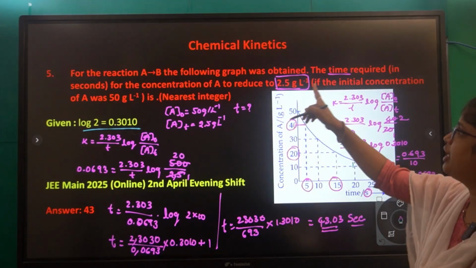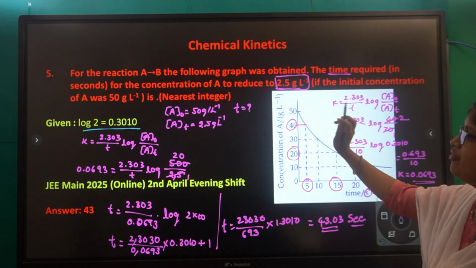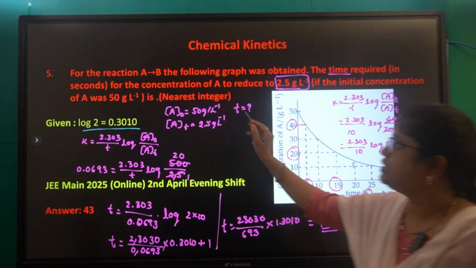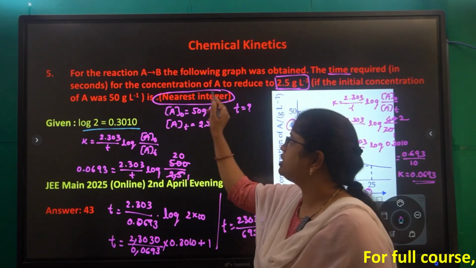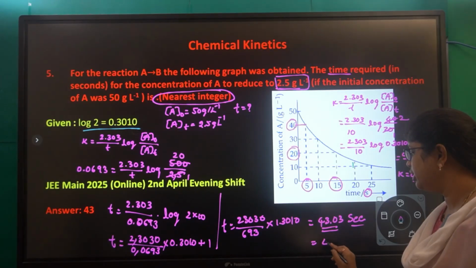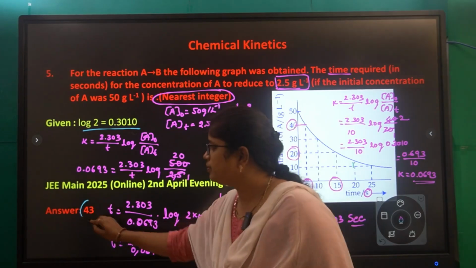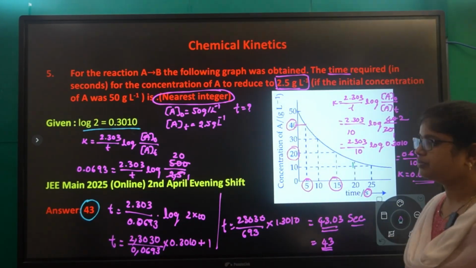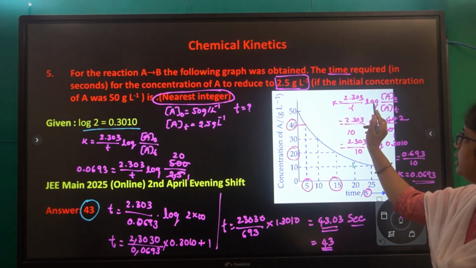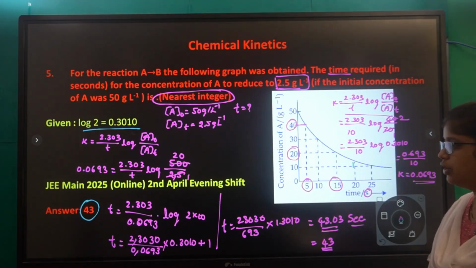Here for the reaction A to B, the following graph was obtained. The time required for the concentration of A to reduce to 2.5 grams per liter, nearest integer. He is asking not the exact value, he is asking the nearest integer. So for 43.03, what is the nearest one? 43. So here the answer is 43. Okay. Here instead of doing this, you can substitute directly. You can equate this equation to that and you will get the answer also.